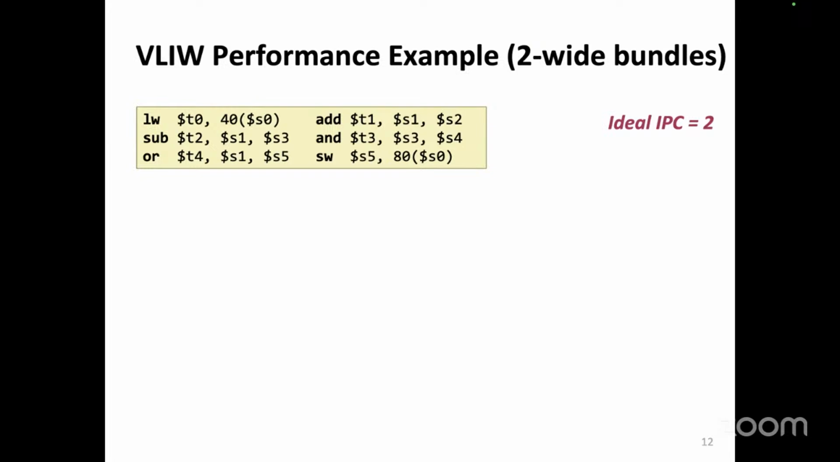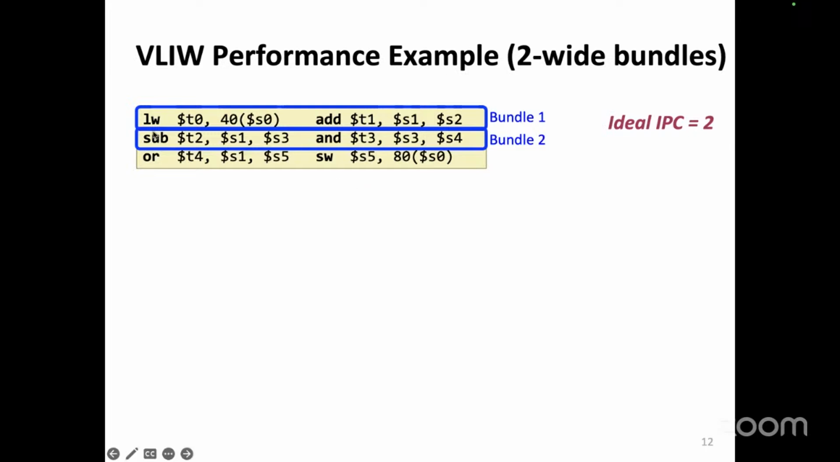Again, this is actually very similar code to the superscalar code that we have seen earlier. What the compiler does is analyze the code and make sure that instructions in a bundle are independent of each other. So this add is not dependent on load. That's bundle 1. This AND is not dependent on sub. That's bundle 2. And this store word is not dependent on OR. That's bundle 3.